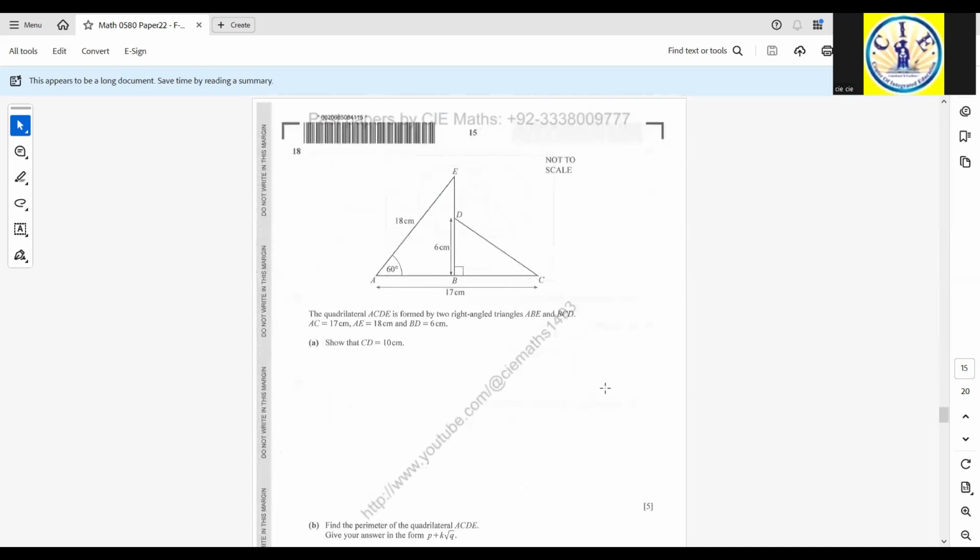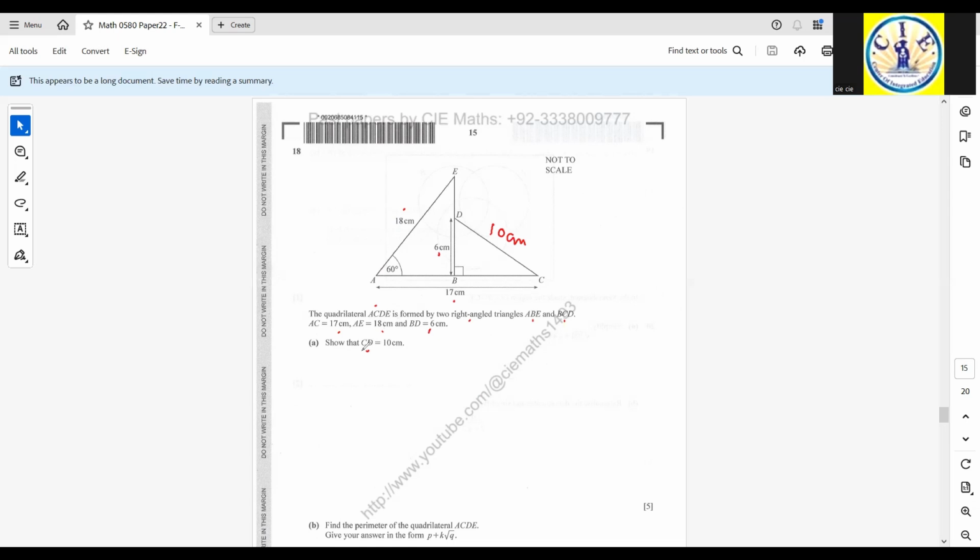Now it's question number 18. The quadrilateral ACDE is formed by two right-angled triangles ABE and BCD. AC is 17 centimeters, AE is 18, and then BD is 6. Okay. Show that CD is equal to 10. This is going to be 10 centimeters. This is what I need to prove.